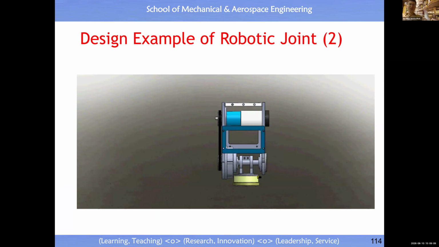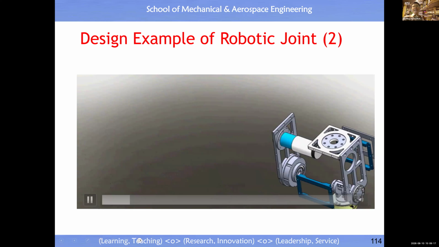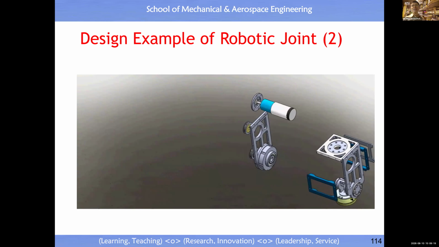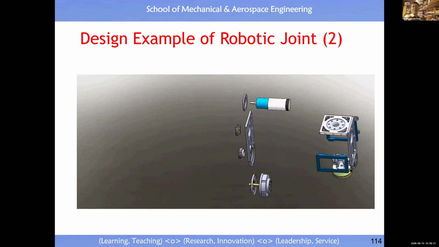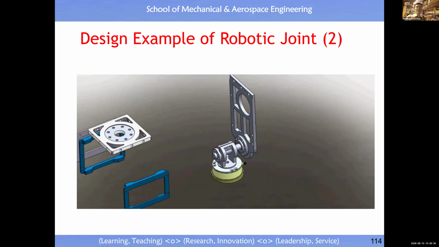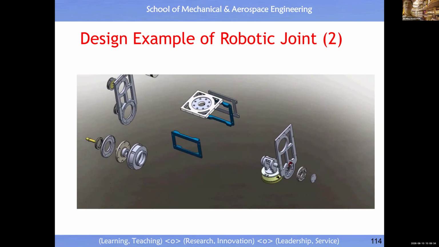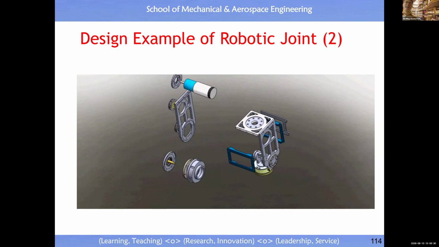This animation helps you see how to do the coupling of a robotic joint, which includes the power joint, torque joint, and the link joint. You see the motor, you see the harmonic drive, this is the torque joint, and the link joint. So this is an explosion diagram. Then you disassemble, then you assemble all of this together. This just gives you an idea.